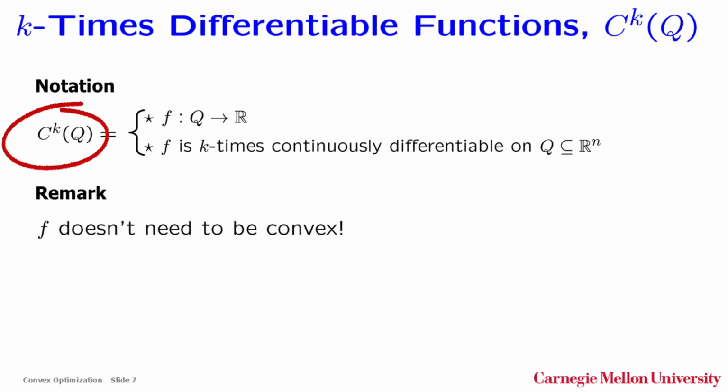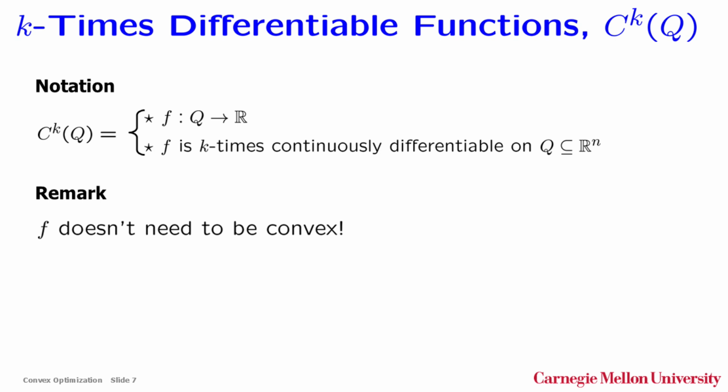So let C^k(Q) denote the set of possibly non-convex functions that are defined on domain Q, and they are k times continuously differentiable on this n-dimensional domain. K times continuously differentiable means that the functions are k times differentiable, and after we differentiated them k times, the functions we get are still continuous. For example, as a special case, if a function is 1 times continuously differentiable, it means that the function is differentiable, its derivative exists, and this derivative is a continuous function.